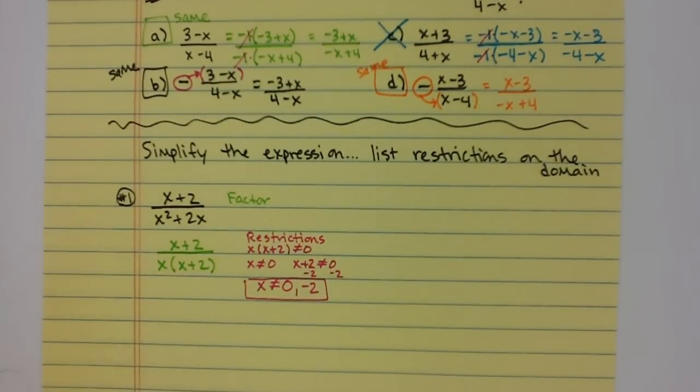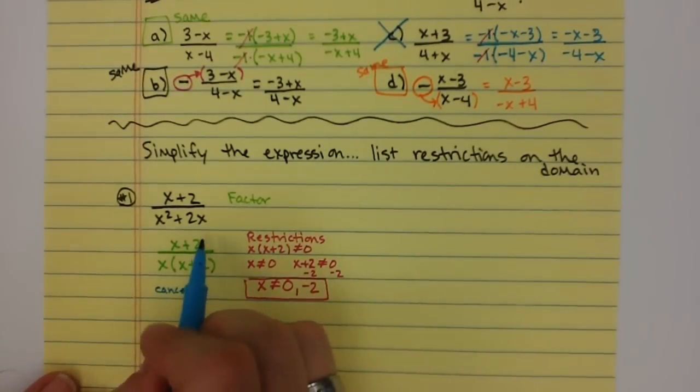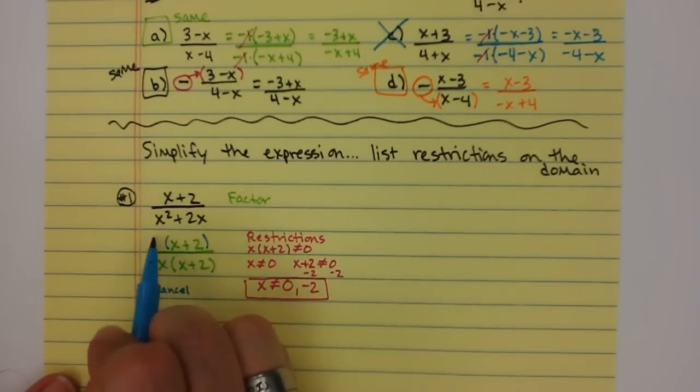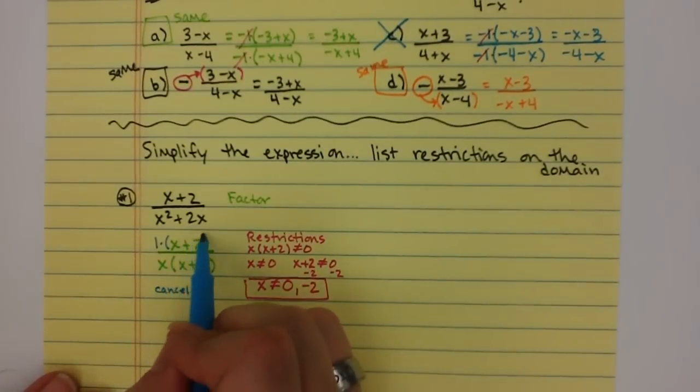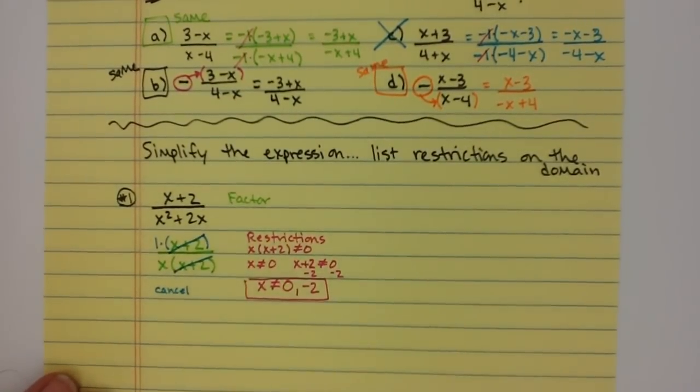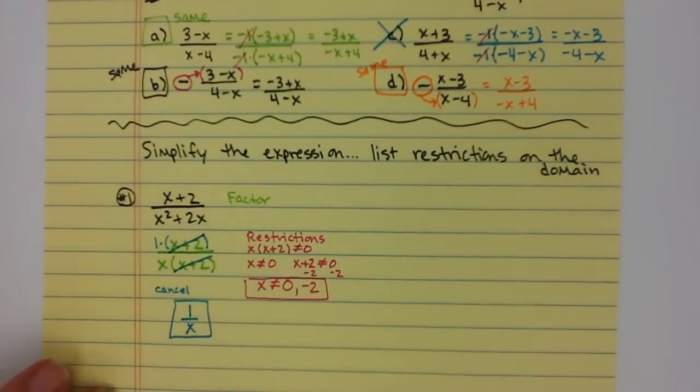And then next I look to see what can cancel. Well, I can cancel anything that matches exactly. So if you think of this x plus 2 as though it were 1 times x plus 2, now I have Velcro and I could cancel x plus 2 with x plus 2, and it's going to leave me 1 over x for my simplified form.